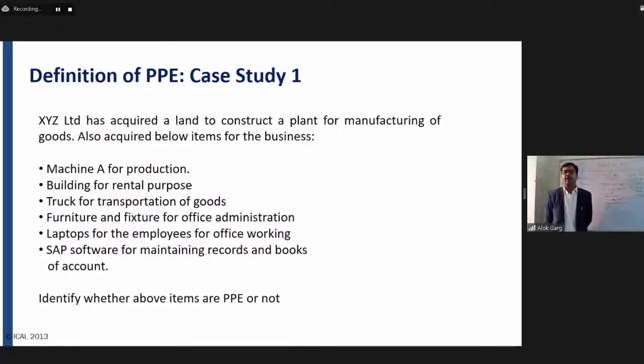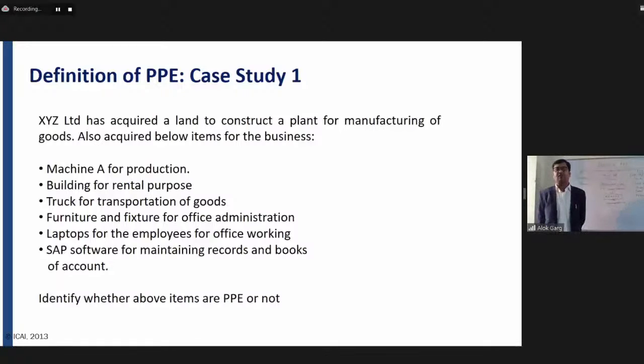First of all, the company has acquired a land. Whether land is a PPE? Guys, just revert quickly. The company has acquired a land to construct a factory. Is it a PPE? Yes, land is a PPE. Land is a tangible item. It is held for use in production or supply of goods and services. It is expected to be used for more than one period. The company has also constructed a plant. Whether plant is a PPE? Yes, plant is a PPE.